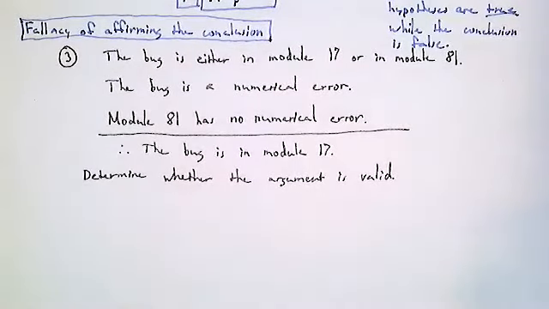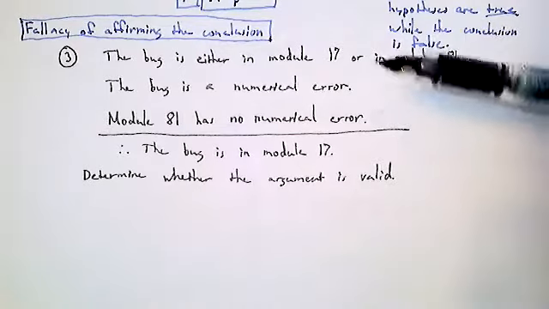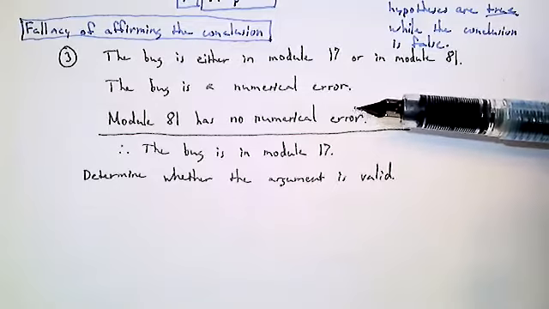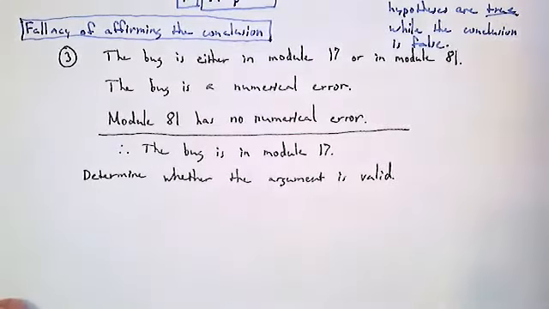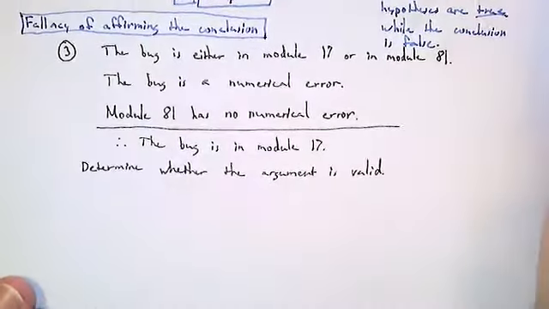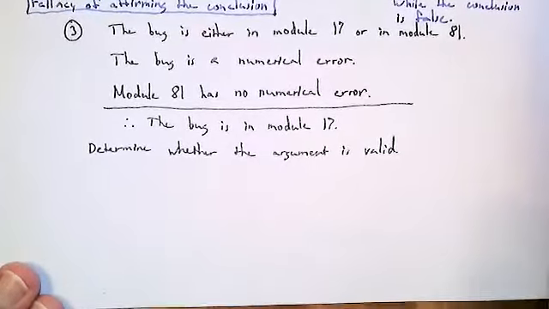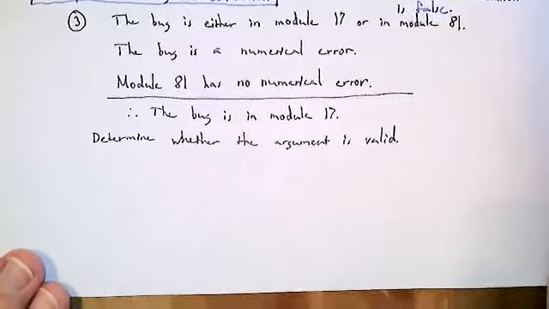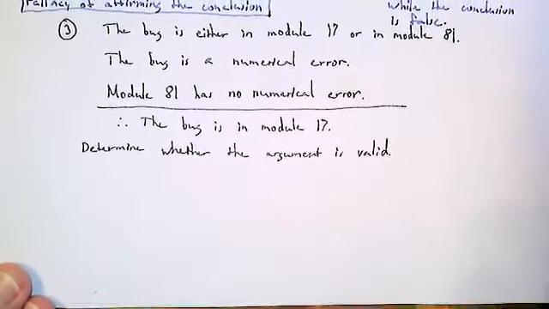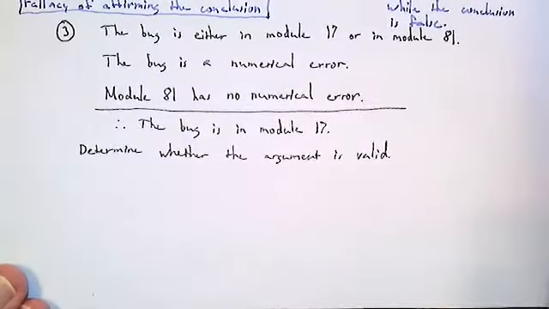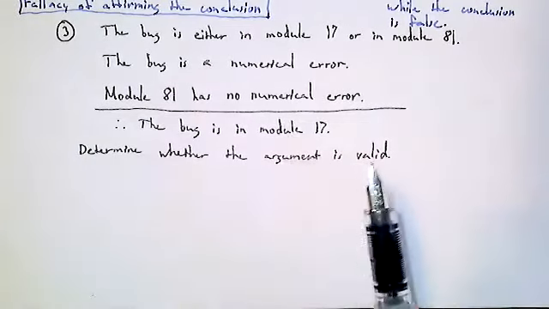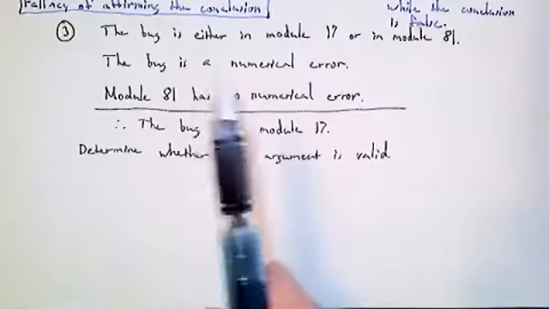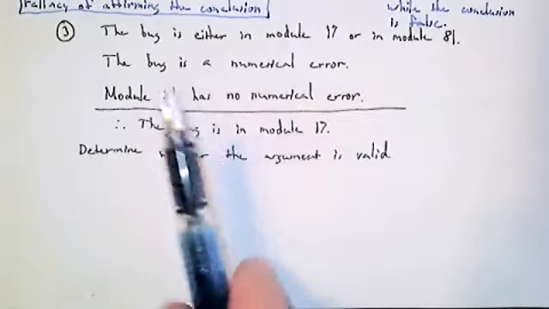Moving on to an argument that's a little bit more complicated because, well, it has more hypotheses. We have 3 instead of just 2. So what we want to do here first is break this down into a symbolic argument and then try to determine whether the argument is valid. And there's a few pieces here. Well, maybe we should just read it first.